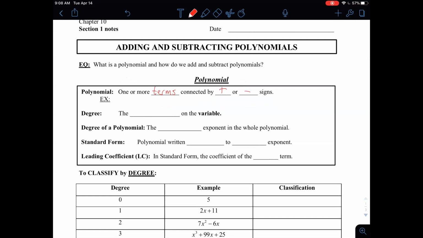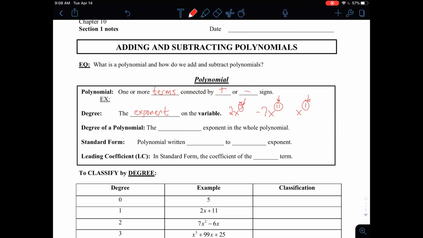So degree is the exponent on the variable, the what? So if we have, for example, 2x to the third, we have negative 7x to the 11th, and we have x to the first. What would the degree be for each of those? What do you guys think? Yeah, what's the exponent for 2x to the third? Hopefully you said 3. What's the exponent on negative 7x to the 11th? It's 11. What's the exponent on x to the first? Okay, so this would be third degree, 11th degree, first degree.